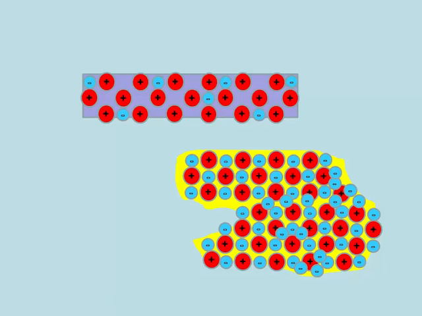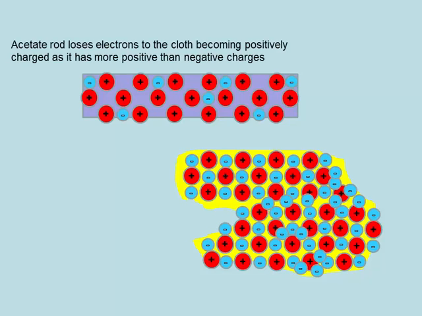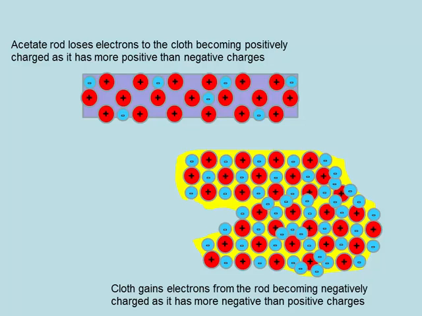If we use an acetate rod and a cloth, the acetate rod loses electrons to the cloth, becoming positively charged. It now has more positive than negative charges. The cloth has gained electrons from the rod, becoming negatively charged. It now has more negative than positive charges. You won't be expected to remember which material gains which charge.